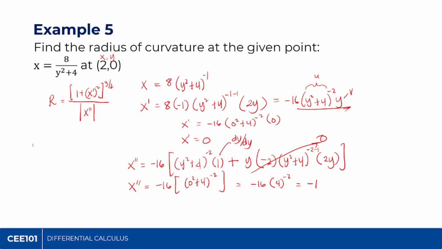So, therefore, our radius of curvature would be equivalent to what? Okay, 1 plus 0 squared raised to the power of 3 halves all over the absolute value of negative 1, which is our x double prime. So, obviously, that is equivalent to 1 raised to the power of 3 halves, that is 1, divided by 1, that is 1 also. So, therefore, our radius of curvature is equivalent lang sa 1. Okay?